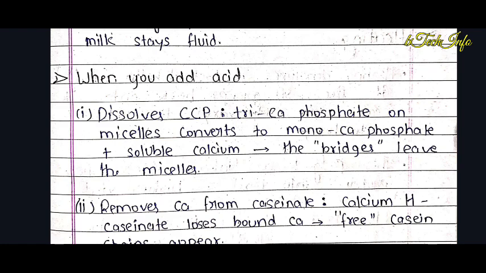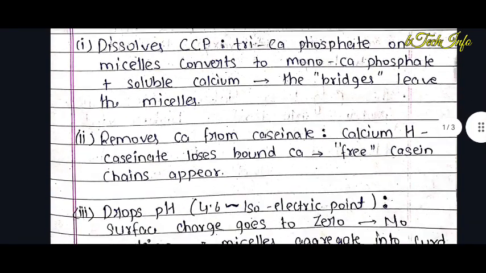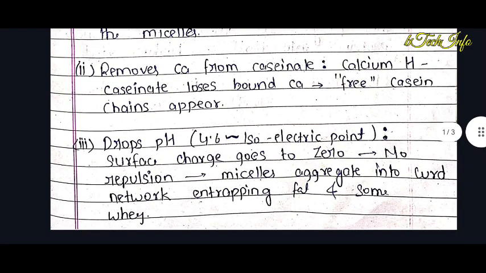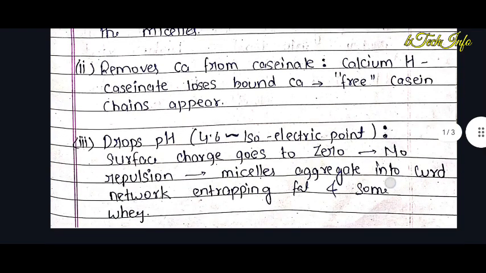And when you add acid, it dissolves CCP, and the tricalcium phosphate on the micelle converts into monocalcium phosphate plus soluble calcium, which bridges and leaves the micelles. Then it removes calcium from caseinate, and the calcium hydrogen caseinate loses bound calcium. जो बाउंड कैल्शियम है वो लूज़ हो गया, और उससे क्या हुआ कि केजिन का चेन बन गया, फ्री हो गया ना. Calcium, what does calcium do? Calcium does binding, and if calcium is removed, the chain should be free.